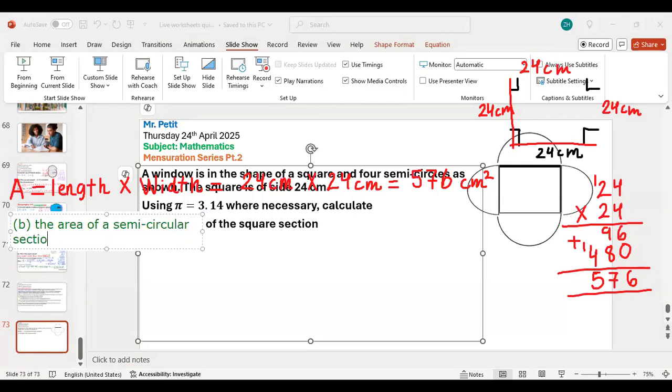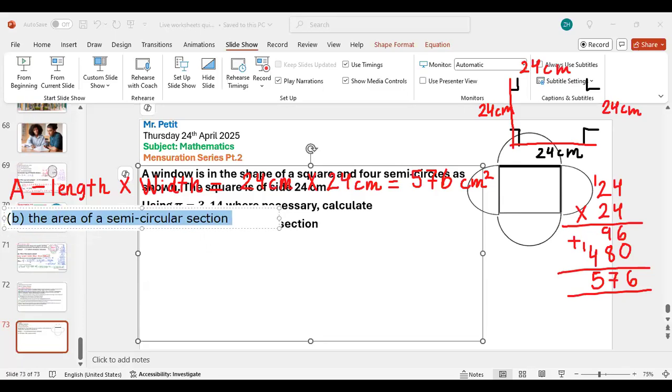section. And this is where things become very difficult for persons who don't understand what's happening. And this is where I don't believe that a lot of you understood how we got it. So that's why I'm doing it again. This is the most important part. B, the area of the semicircular section.